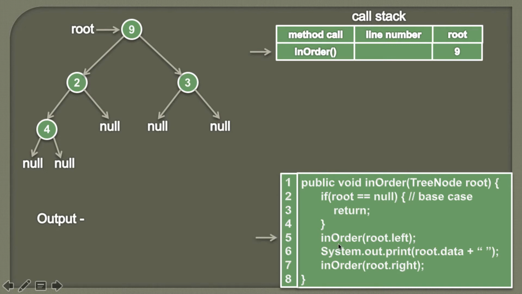In the first step, what we discussed in the slide is that before processing a node we will first traverse its left subtree. So we again call the in-order method, and this time we are passing root's left because we want to process the left subtree now. Here you can see root left is the node 2. Therefore this in-order method will call the in-order method again with the root as 2.